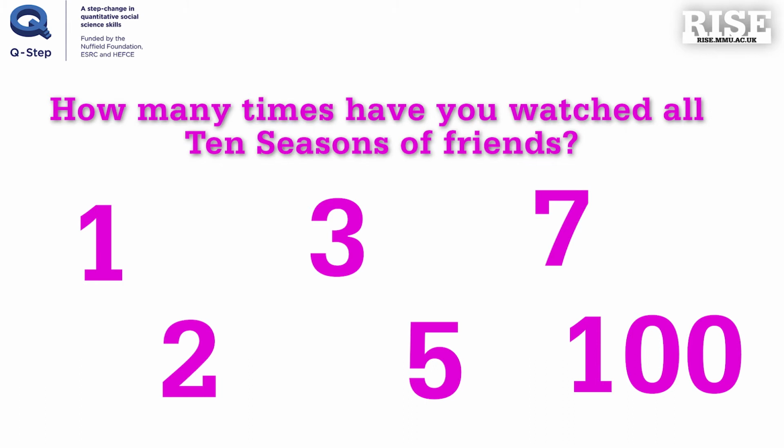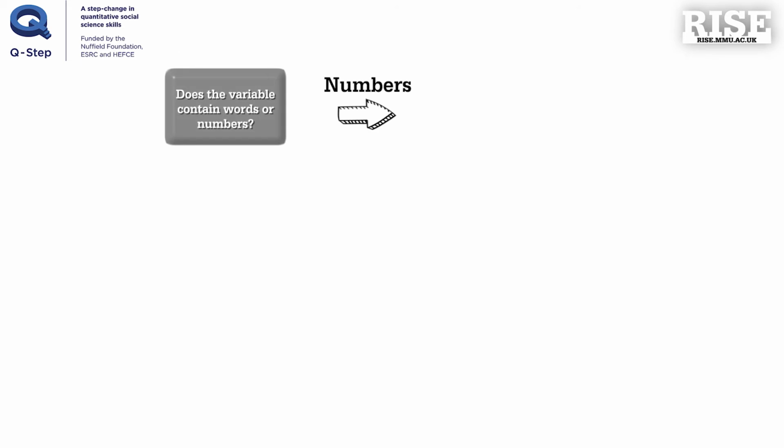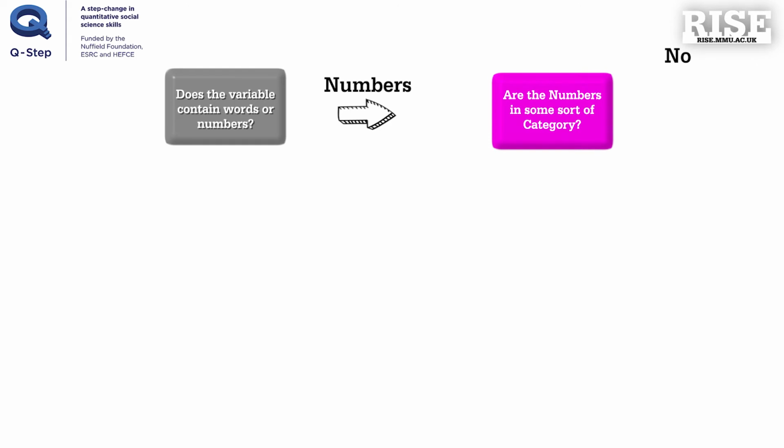So what we're going to do, as always, is break this down and make sure we really understand how we come to a scale variable. The first question we want to ask ourselves, as always, is does the variable contain words or numbers? We're asking them to provide us with the number of times they've seen the show all the way through, so it's numbers. Because it's numbers, we need to ask ourselves, are the numbers in some sort of category? Are we placing these numbers in a particular category of some sort? Because we're asking for the number itself, that's actually a no.